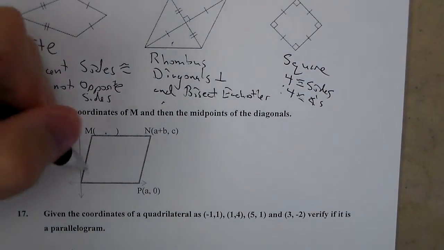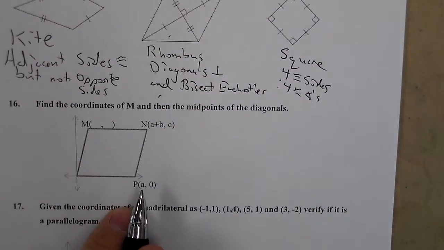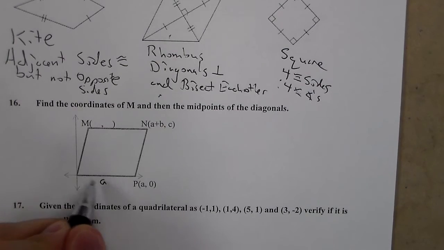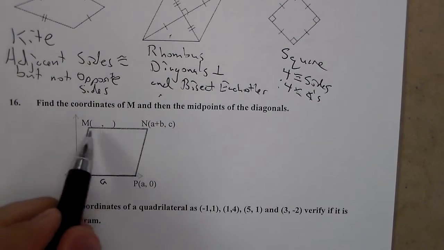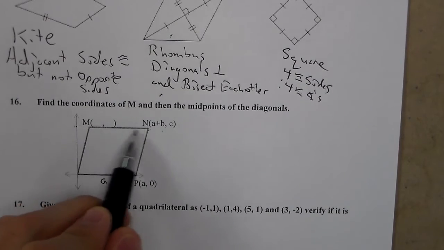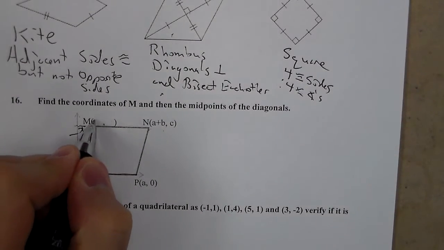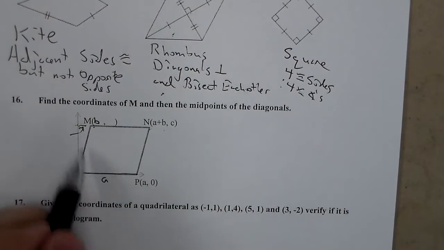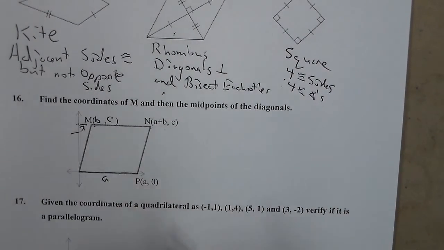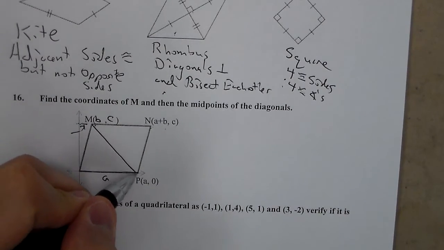For 16, I have some points here. I need to find point M. Now if I notice in my parallelogram, it goes a units over. So up here to get to N, it went a plus b to get the whole distance. Well, this distance here is still a, so in fact this little part right here is going to be b. How much I went up is the same, that is c. So now I want to find the midpoints of the diagonals.